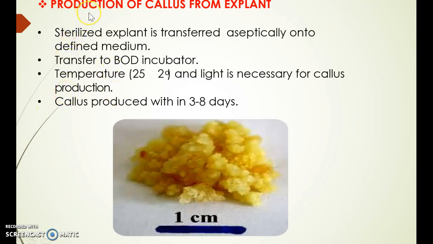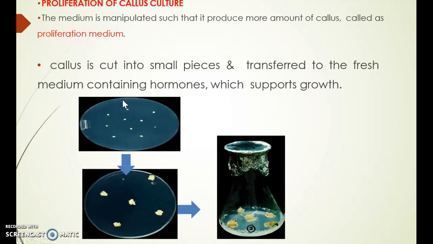Next is the production of callus from the explant. The sterilized explant is transferred aseptically onto the defined media. It may be liquid media or solid media depending upon the type. Then the inoculated bottles are transferred to the BOD incubator where the temperature is maintained around 25 degrees Celsius and light is necessary for callus production. The callus grows in between 3 to 8 days.